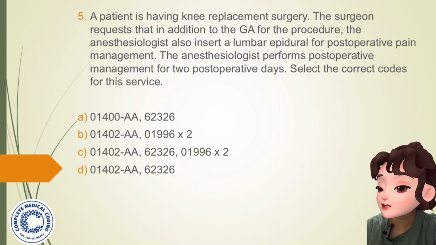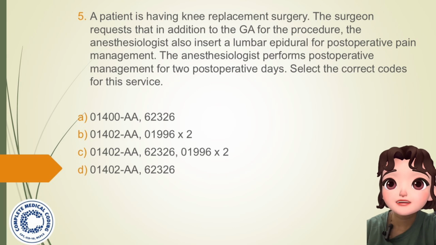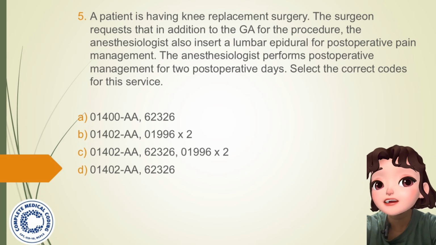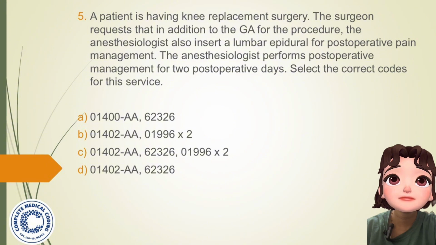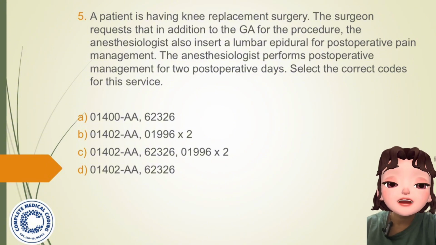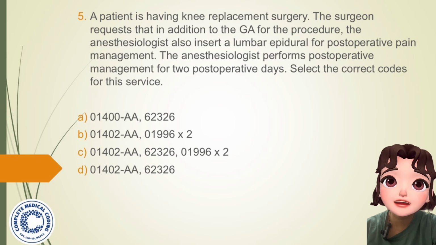What about the not otherwise specified code? No, this is total knee arthroplasty. So we have to code the anesthesia as 01402 along with modifier AA. What is modifier AA? The anesthesia is personally performed by the anesthesiologist. Anesthesia services personally performed by the anesthesiologist.